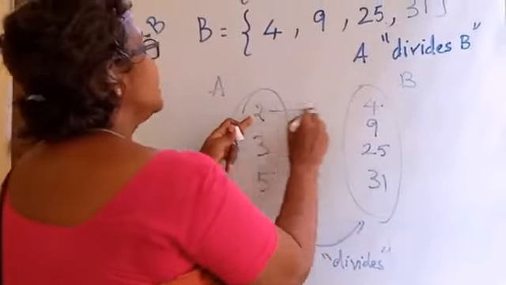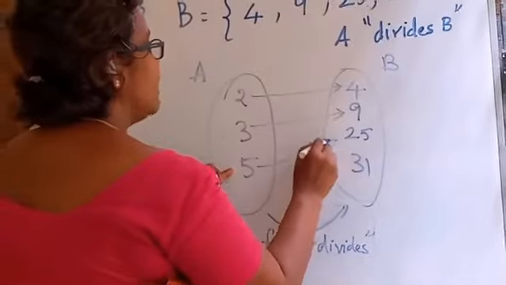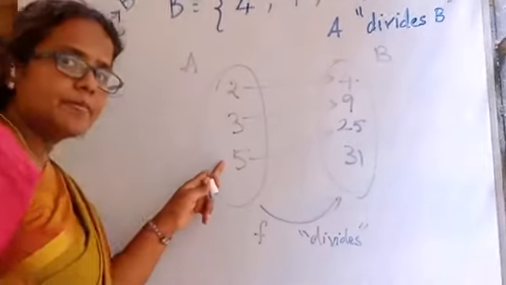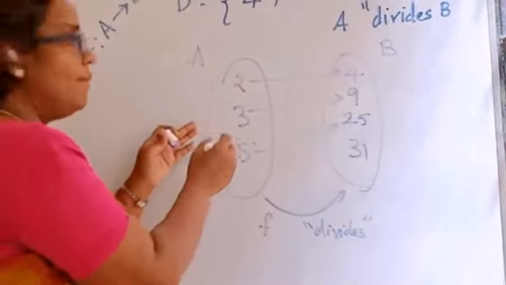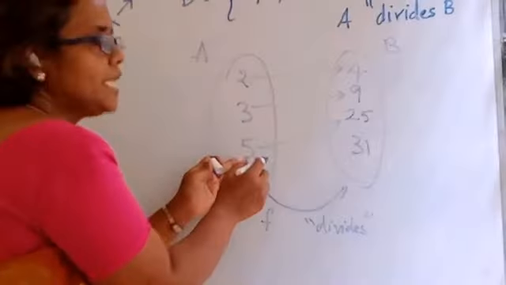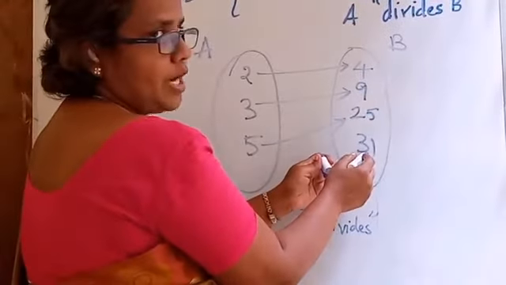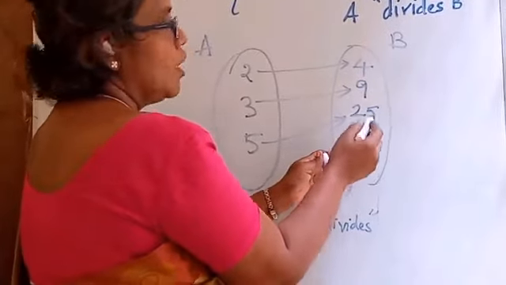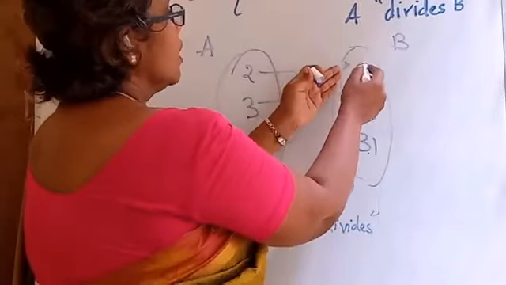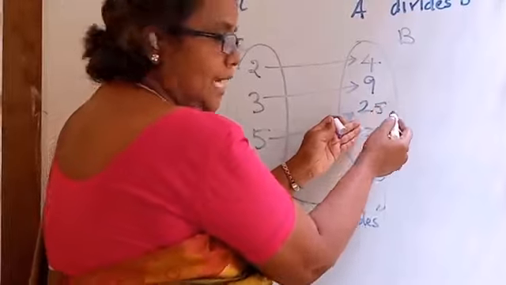So 2 divides 4, 3 divides 9, 5 divides 25. So what are the elements of the domain? The elements within the domain are 2, 3 and 5. What are the elements of the codomain? 4, 9, 25, 31 are the elements of the codomain. What are the elements of the range? 4, 9 and 25 are the elements of the range.